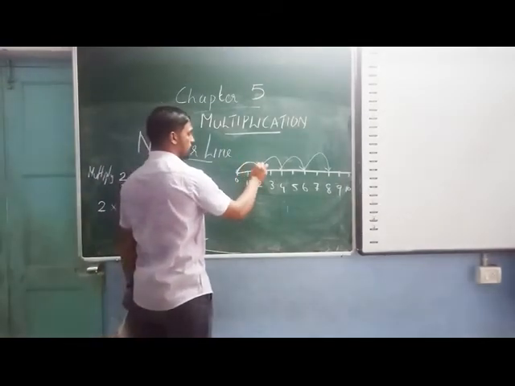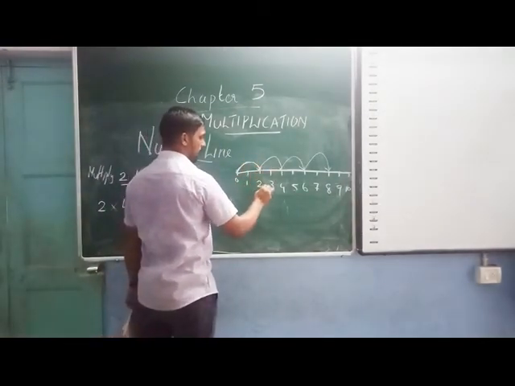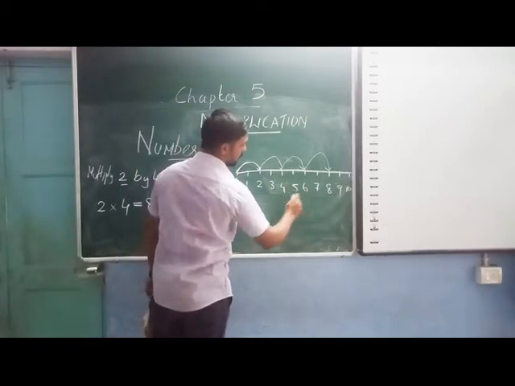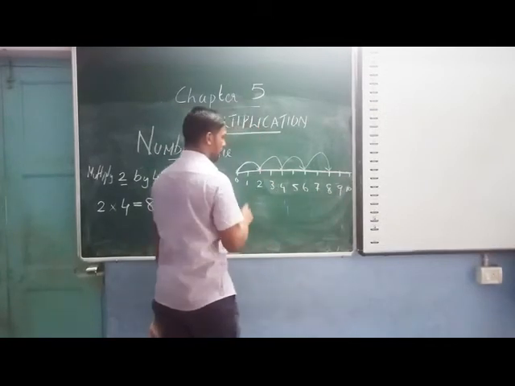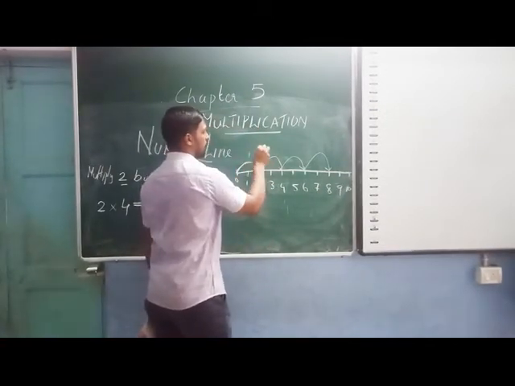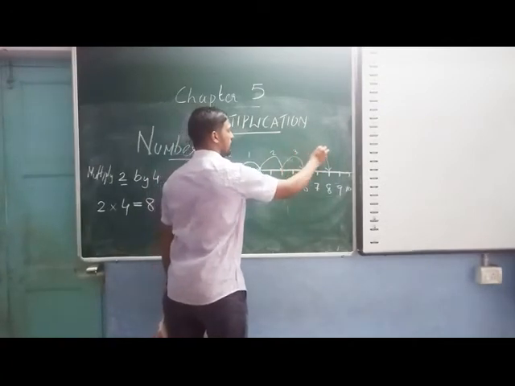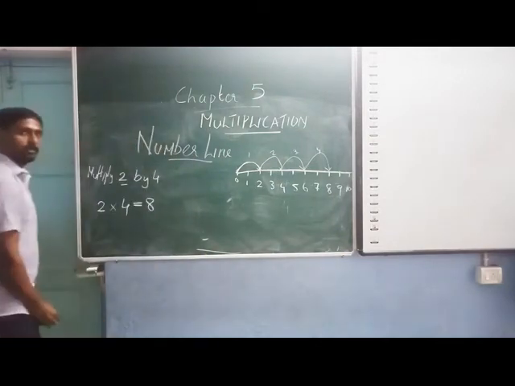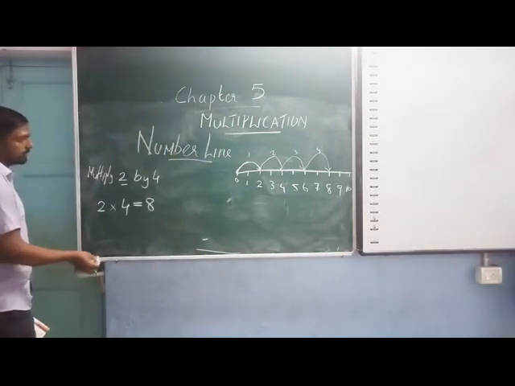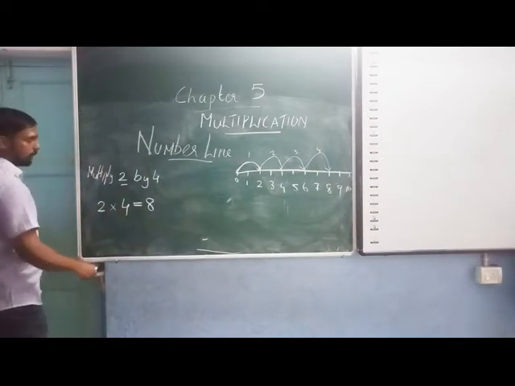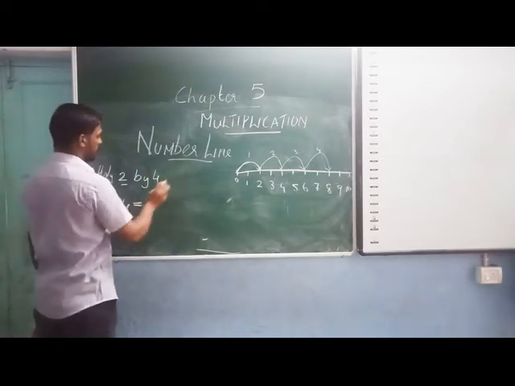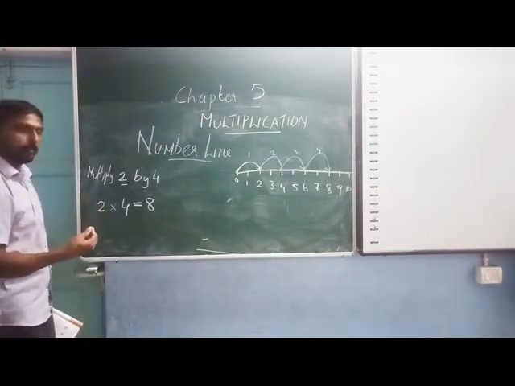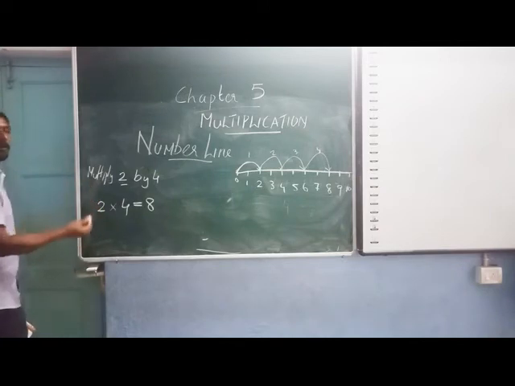So you see once again, we jump 2 each, 4 times: 1, 2, 3, 4. Now comes the second method. We can jump the other way also, that is, multiply 4 by 2. That will also give the same number. That is one of the properties of multiplication.